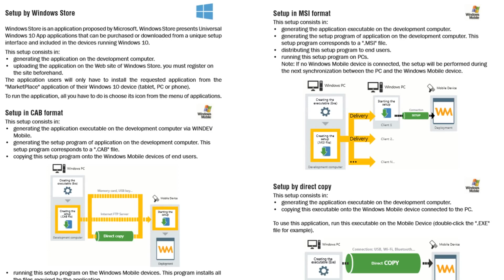In the previous slide we have seen how we can generate the .apk file, and by signing it we can publish it on the Play Store also, and how the .apk file is generated in the exe folder. Now in Windows Store we will see setup by Windows Store. It has been written here, Windows Store is an application proposed by Microsoft. Windows Store presents universal Windows 10 applications that can be purchased or downloaded from a unique setup interface, and included in the device running Windows 10.